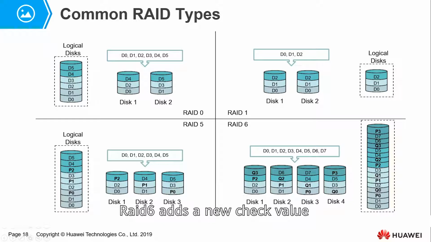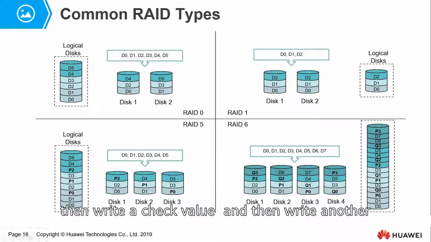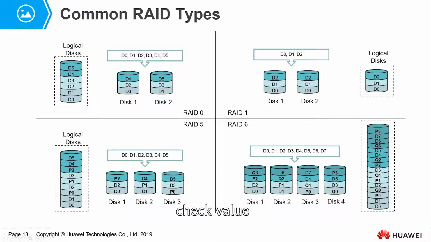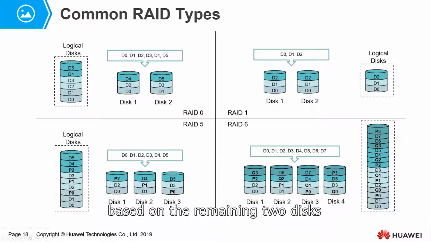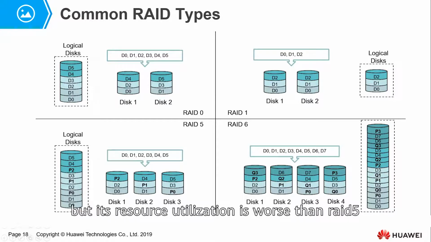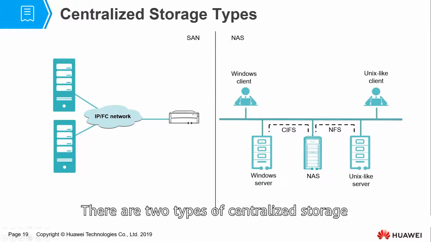RAID 6 added a new check value, which means write a data 0, write a data 1, and write a check value, and then write another check value. If you break two disks at random, I can derive the data from the two broken disks based on the remaining two disks. RAID 6 is more secure than the RAID 5, but its resource utilization is worse than RAID 5. There are two types of centralized storage.